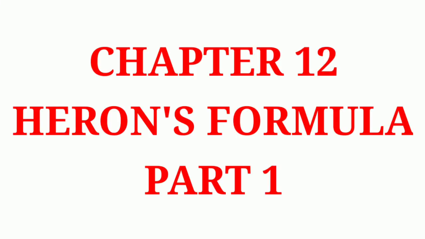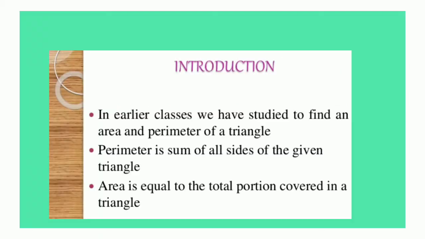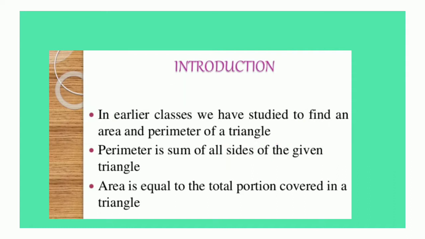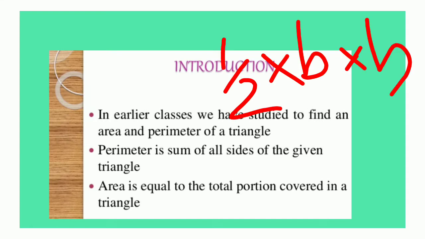Chapter 12, Heron's Formula, Part 1. In this chapter, we have to discuss the area of a triangle. We know how many sides a triangle has? 3 sides. Okay. So how to find the area of a triangle? Yes, half into base into height.